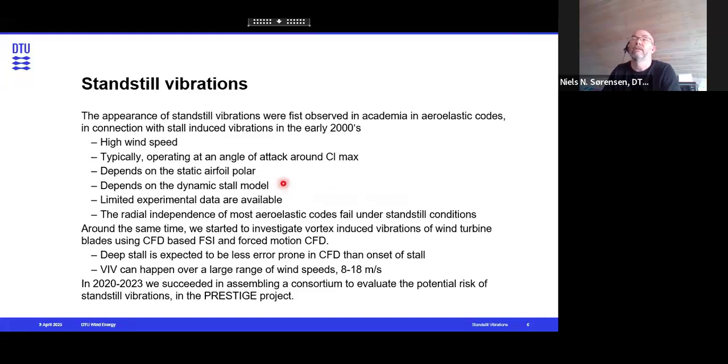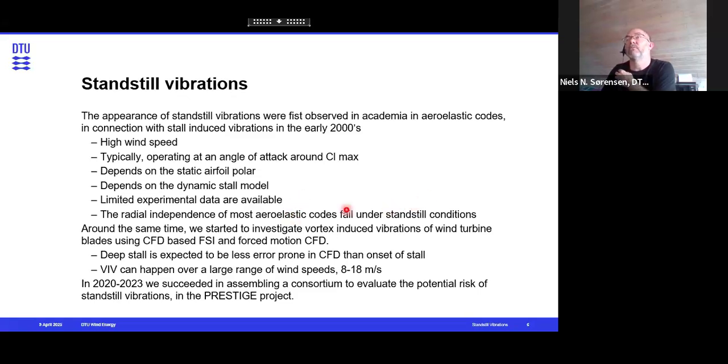It depended on the dynamic stall modeling. And there wasn't really that much available data on it at that time, at least. And it was also at least speculated that the radial independence of most aeroelastic codes using BEM, where you switch off all induction models, would not necessarily be very well suited to analyze these things.